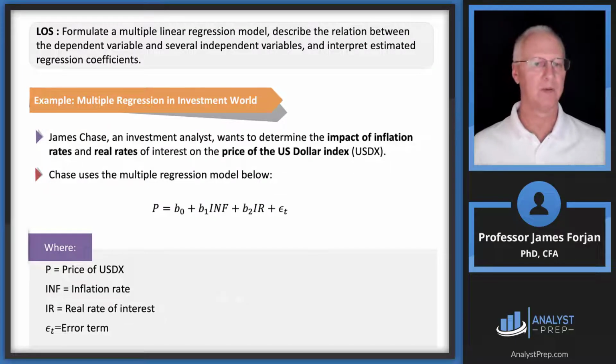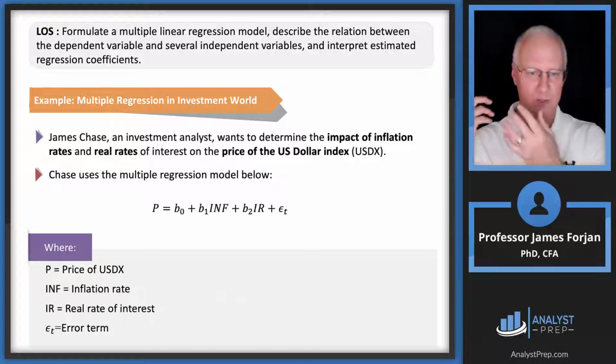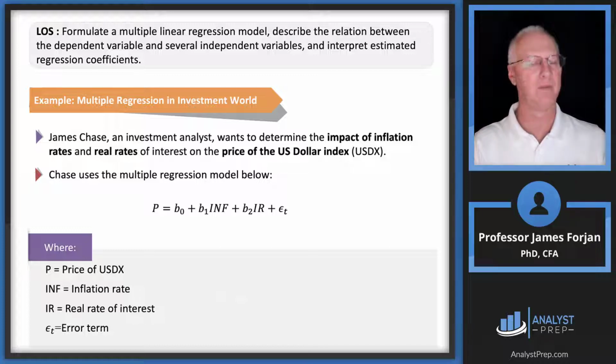And so what do we think as a good financial analyst? We think that inflation is probably important. We also think that the real interest rate is important. So there's our multiple regression model. So what do we have to do? Well, we need to go out and collect data on the price of the US dollar index. We need to collect data on inflation and collect data on the real rate of interest. And so in an ideal world, what we would do is we would have this data readily available to us, and let's just say on a daily basis. So we could go back over the last, let's just pick a number of days, 100 trading days, and get these two independent variables and the dependent variable.